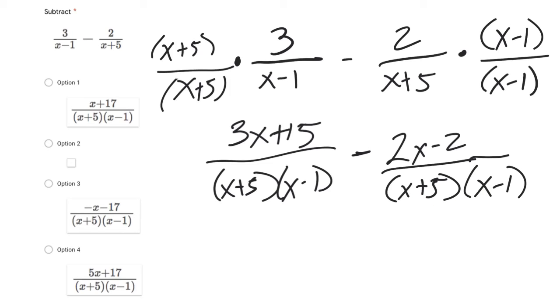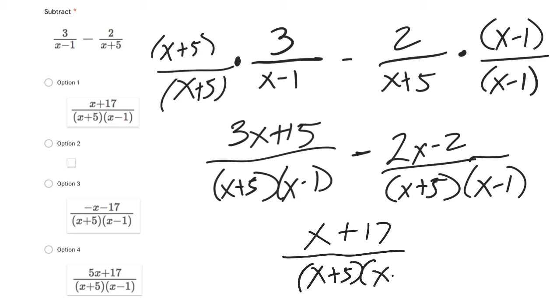So now all I got to do is combine like terms. 3x minus 2x is x. 15 minus a negative 2 is positive 17. Okay, and then I'm going to bring my common denominator down of x plus 5 times x minus 1. Looks like the answer is the first option. So it's a good thing I didn't have that one missing. I couldn't even have circled it for you.